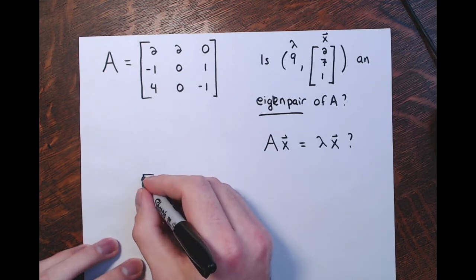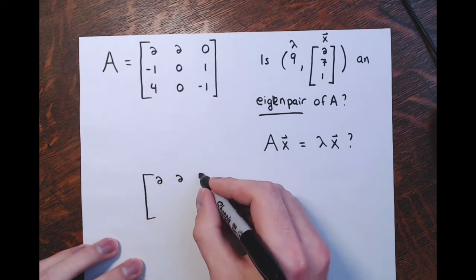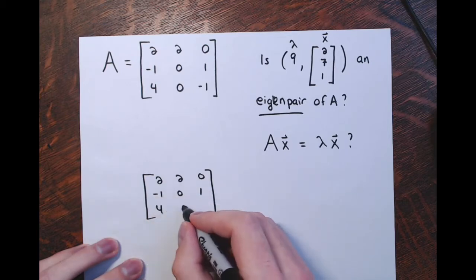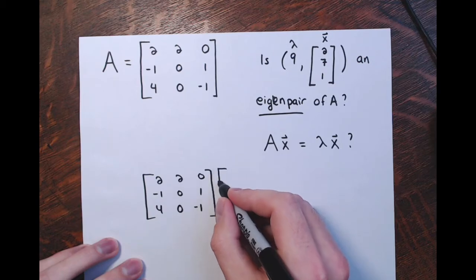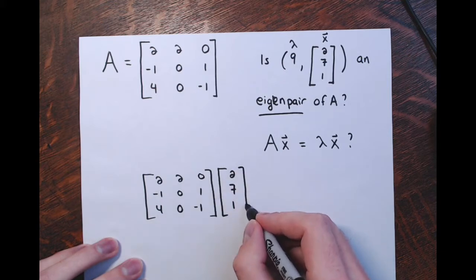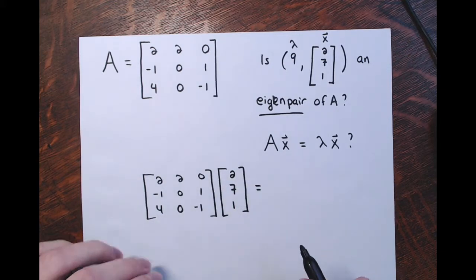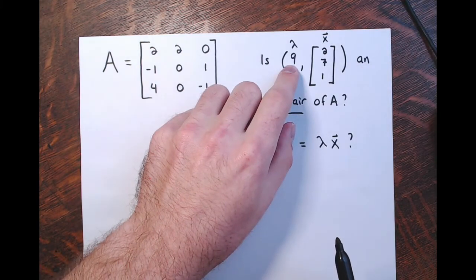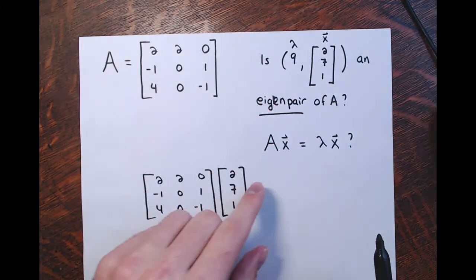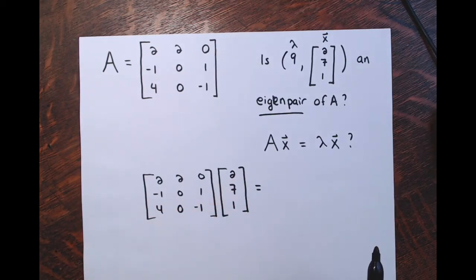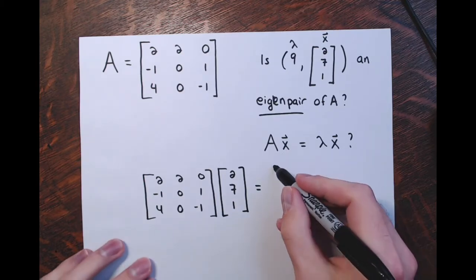Alright. So let's check it. Take the matrix, multiply it by this vector, 2, 7, 1. And if 2, 7, 1 is an eigenvector of A corresponding to the eigenvalue of 9, I'm hoping then that this will be equal to 18, 63, 9, right? This product will give me 9 times that vector. Well, let's see if that happens.